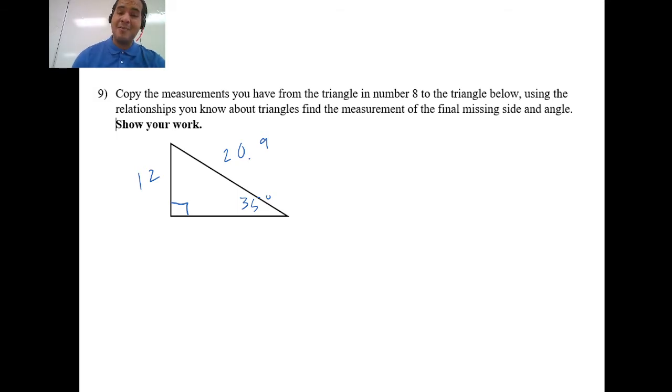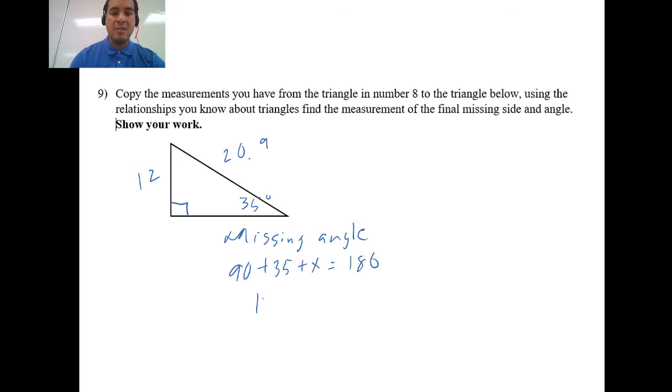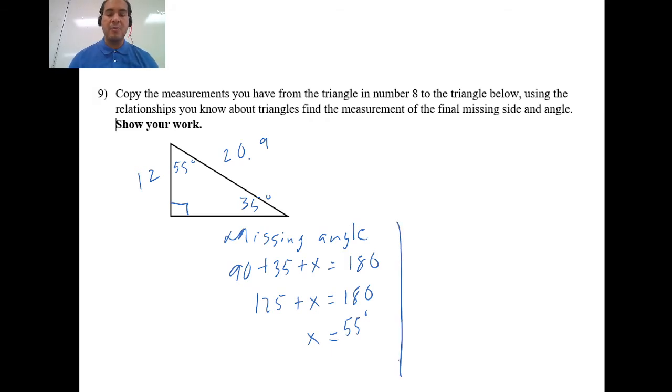First of all, to find the missing angle, hopefully this is not difficult. We're going to use the fact that the three angles in a triangle always add up to 180 degrees. We have a 35, we have a 90, and we're missing this angle. So we have 90 plus 35 plus x is equal to 180. Add those two numbers together, that is 125 plus x is equal to 180. Subtract the 125 from both sides, that gives us 55 degrees. That is our missing angle, 55 degrees. Not too difficult to figure that out. The relationship was that the angles in a triangle always add up to 180 degrees.